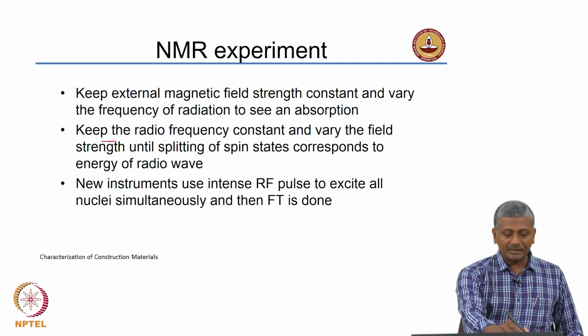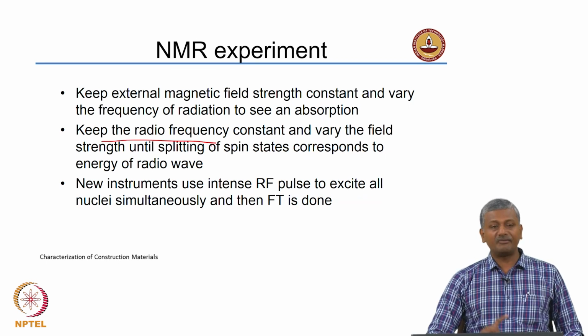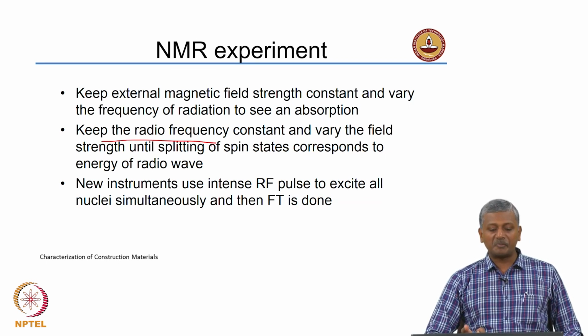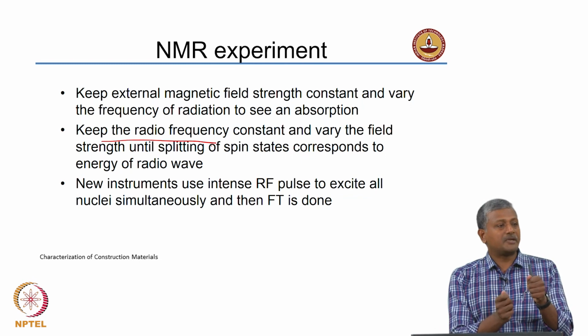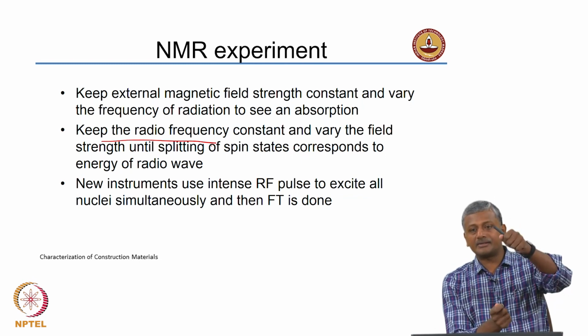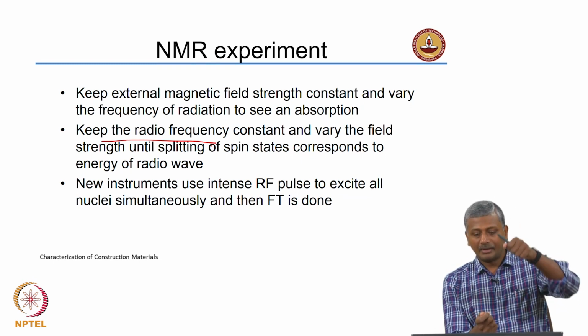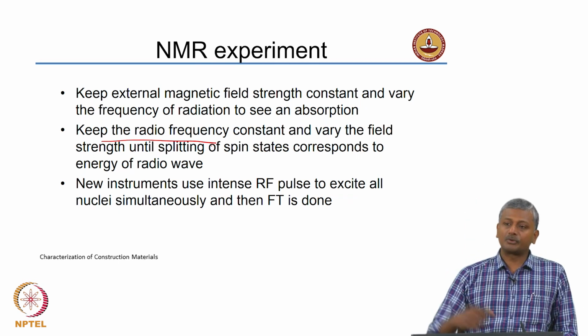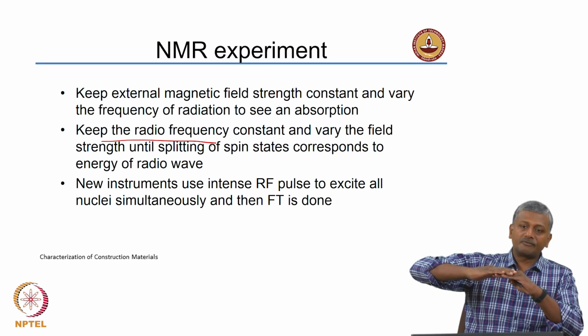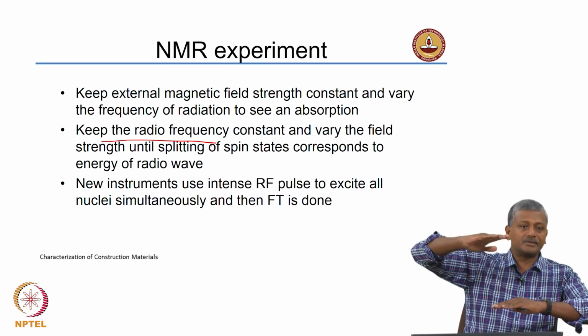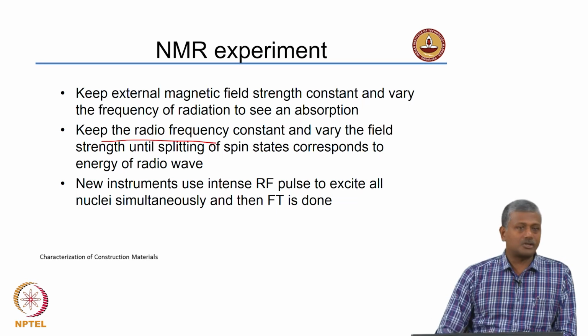The other way is to keep the radio frequency constant and vary the field until splitting of the spin states corresponds to the energy of a radio wave. What does it mean? Splitting of spin states means there is a low energy state and a high energy state, and that corresponds to the energy of a radio wave. So, incoming energy of a radio wave is equal to the energy difference between the low energy state and the high energy state. That is the other way of actually doing the experiment.